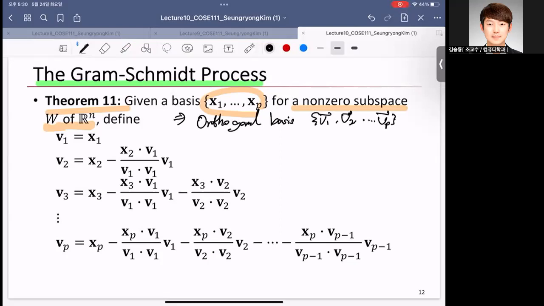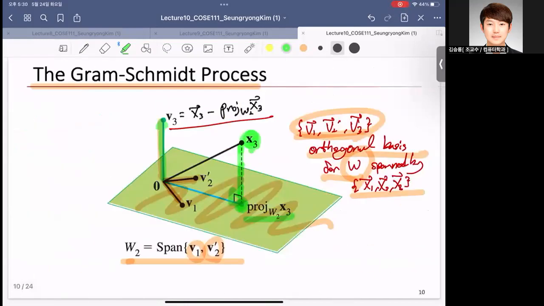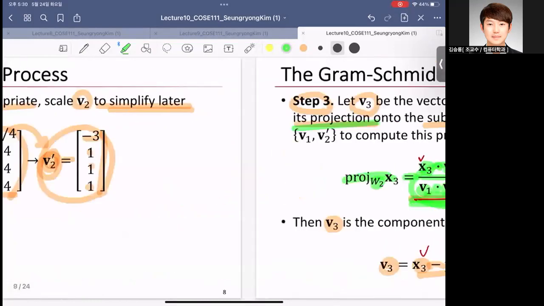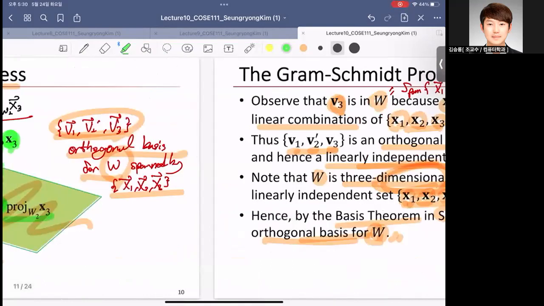V1 and V2 and VP. Then we can do similar steps that we discussed in example 2. We can do this one in general. Here.